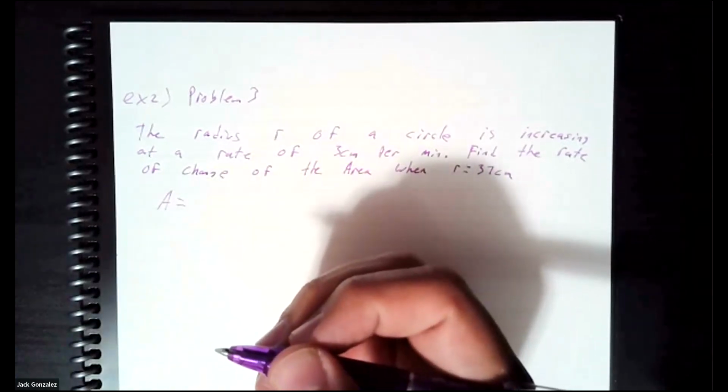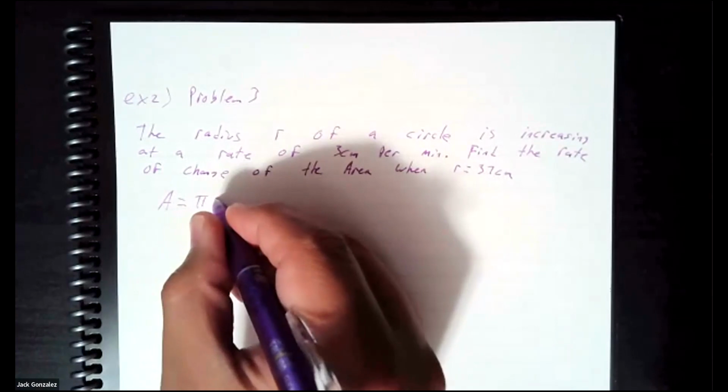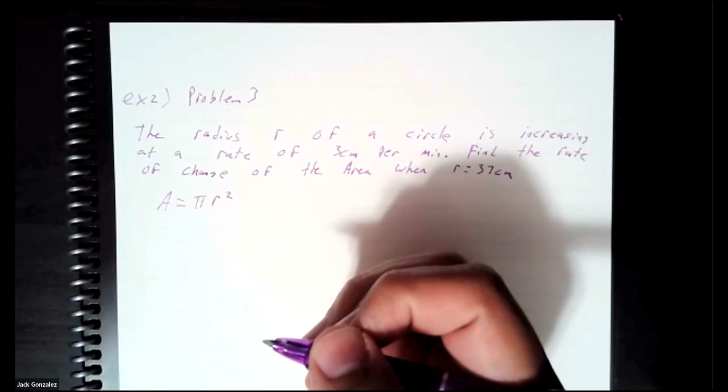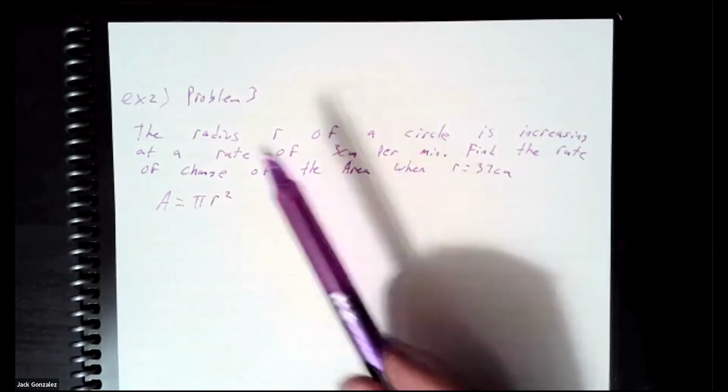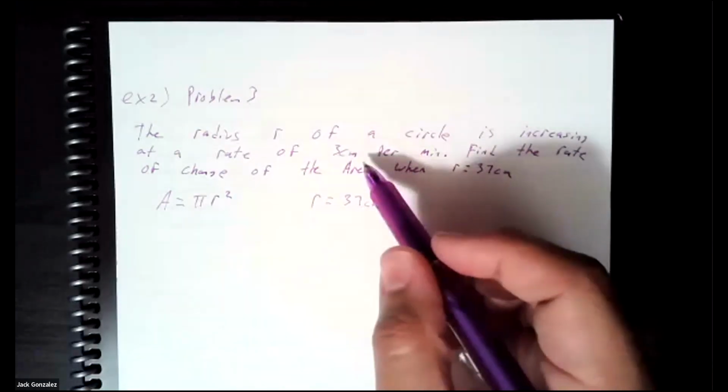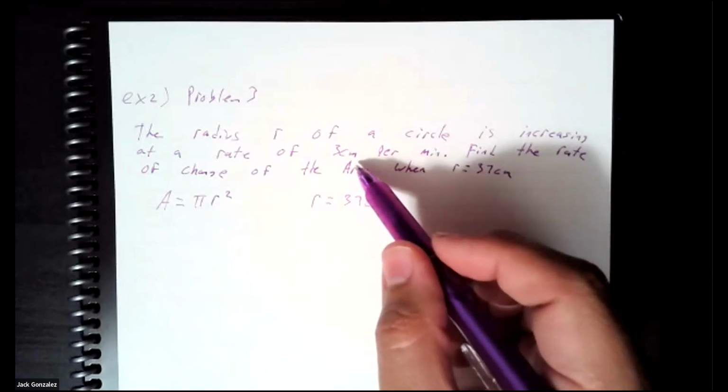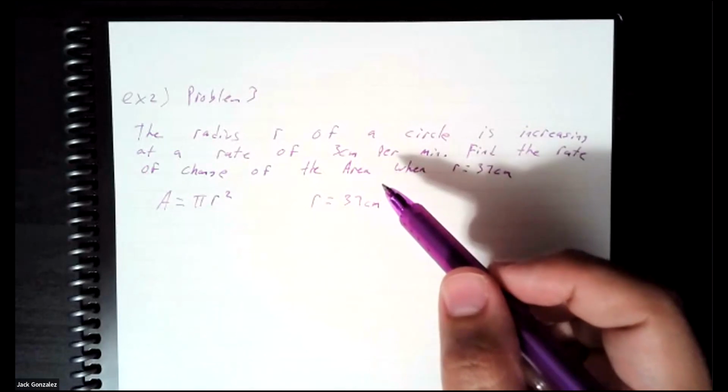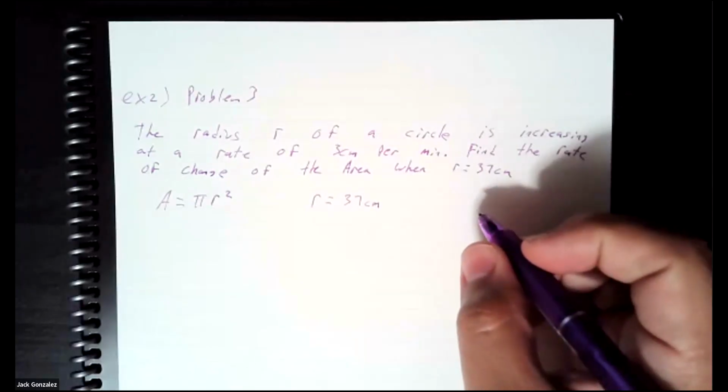Okay, so the area of a circle, you agree is pi r squared, right? Yep. So what did they give us? They gave us r, they gave us the amount of change per minute of the radius, and then they gave us our set value, which is r at 37 centimeters. So there's r. So how would you write this 3 centimeters per minute? What is that in this question? Rate. That is a rate. So how do we write rates?